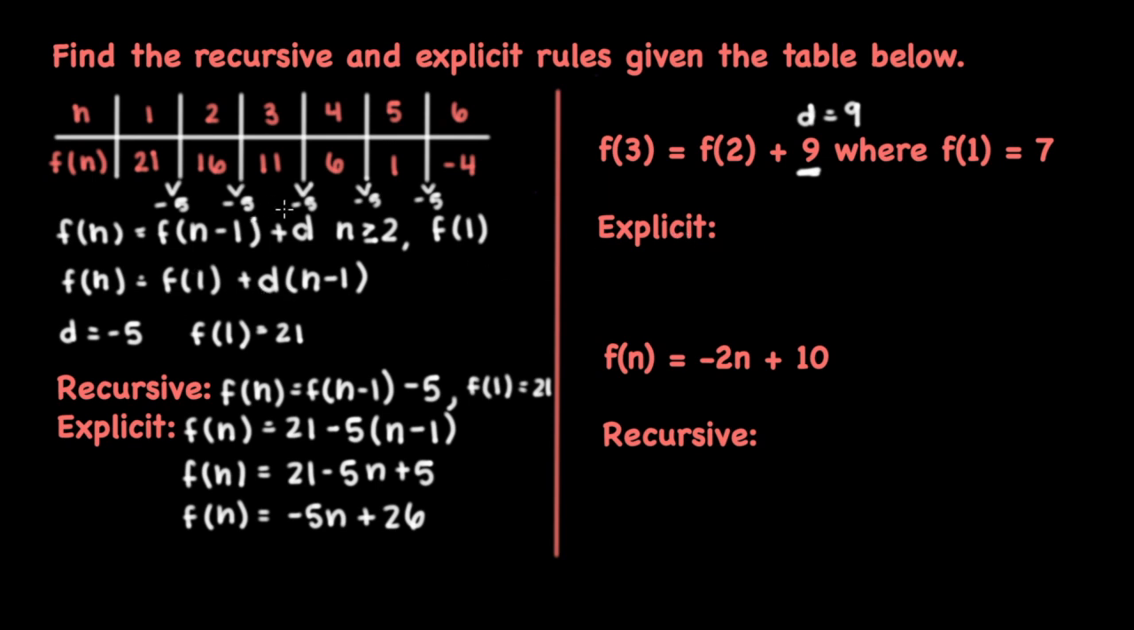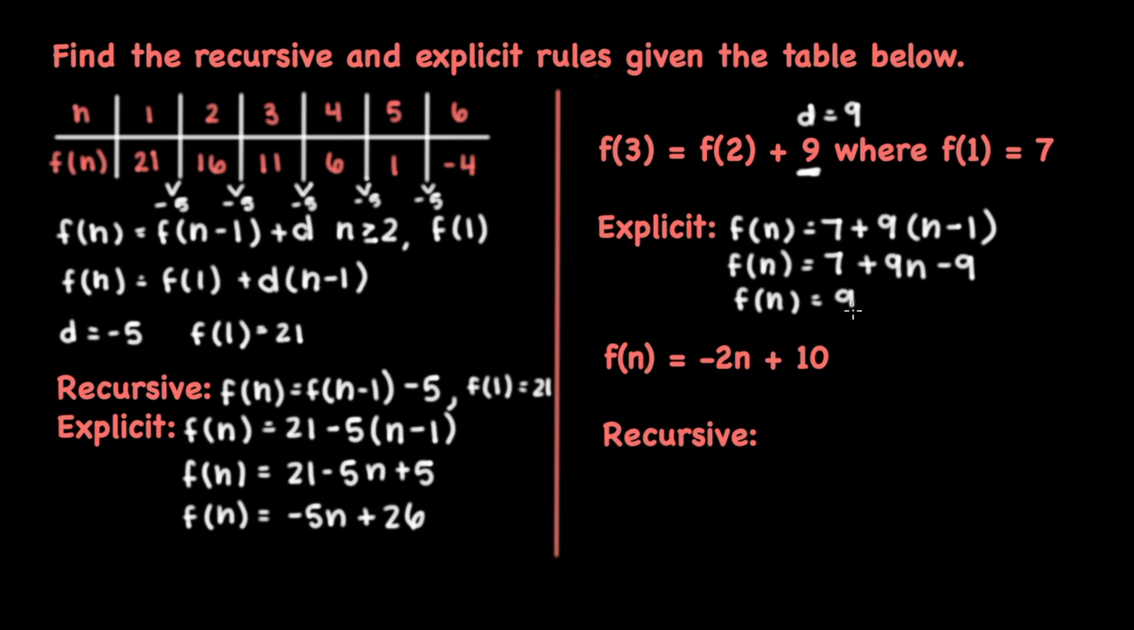Now we can simply plug that into our explicit formula, so we get f of n is equal to f of 1, or 7, plus 9 times n minus 1. Now, just in case you were asked to simplify explicit formulas, let's go ahead and simplify. So f of n is equal to 7 plus 9n minus 9, which leaves us with 9n minus 2.